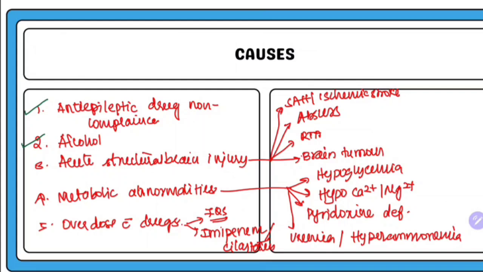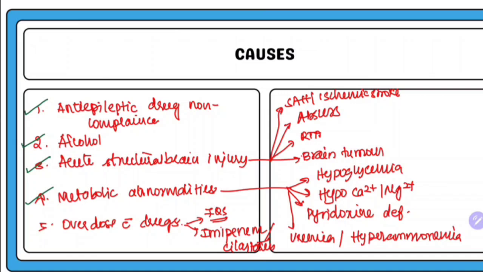Okay, and then acute structural brain injury. What are the acute structural brain injuries, or what can contribute to a structural brain injury acutely? That is RTA. Okay, if the patient has met with an RTA, or if the patient has a structural brain lesion like a brain tumor, or if there is an abscess, or if there is a hemorrhage like SAH, or a burst aneurysm causing SAH, or ischemic stroke, anything for that matter, it can lead to this acute structural brain injury that can cause status epilepticus. And metabolic abnormalities, this is going to be a wide array of metabolic abnormalities.